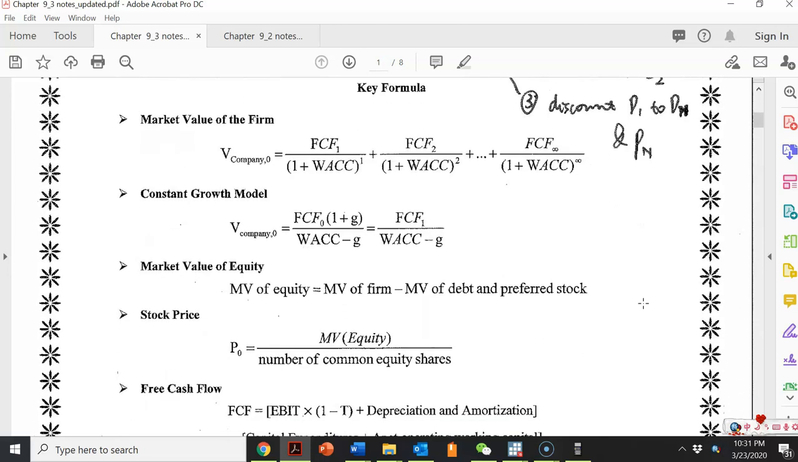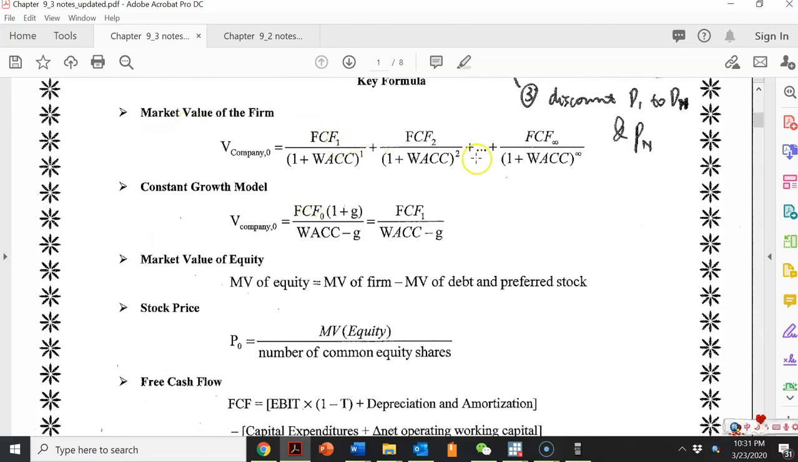In Class 3, we're going to talk about how to discount all the free cash flows of the firm by using WACC. So we have the firm value, or market value of the firm at time 0, V company 0. If we assume that all the free cash flows are growing at a constant rate g, we can have the constant growth model of the free cash flow model. So we have free cash flow 1 over WACC minus g equals V company 0. Free cash flow 1 equals free cash flow 0 multiplied by 1 plus g.